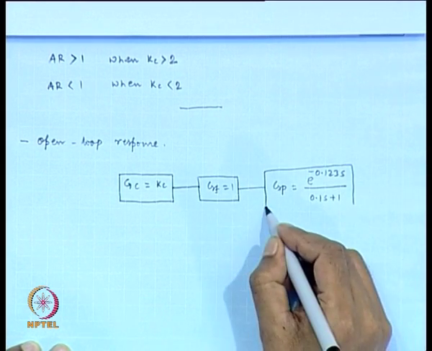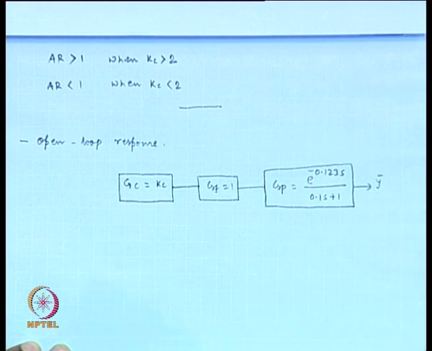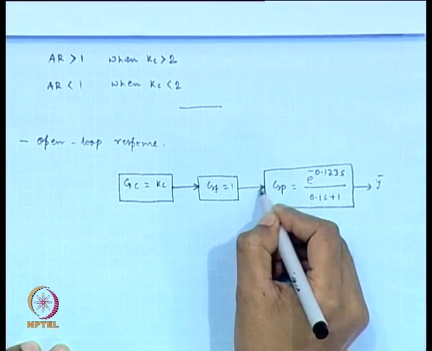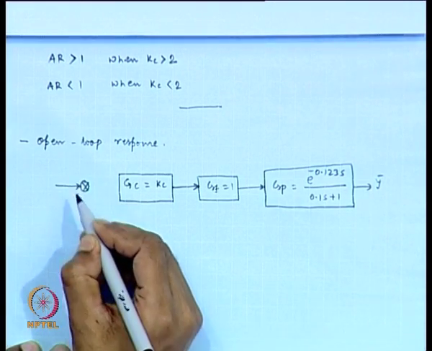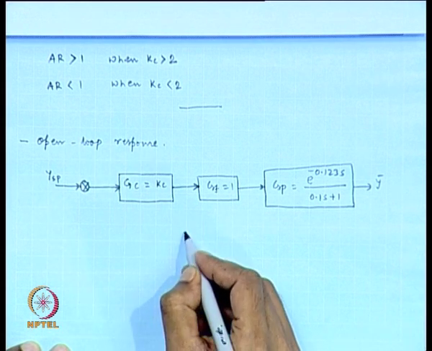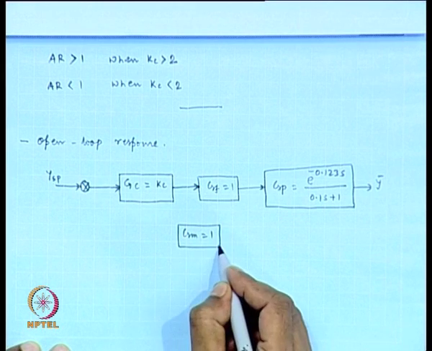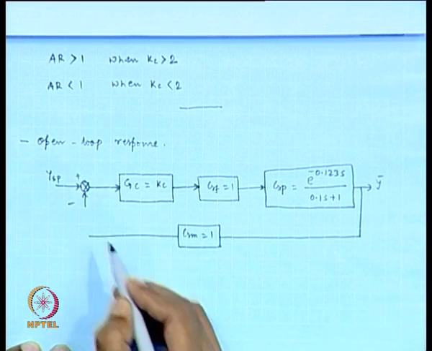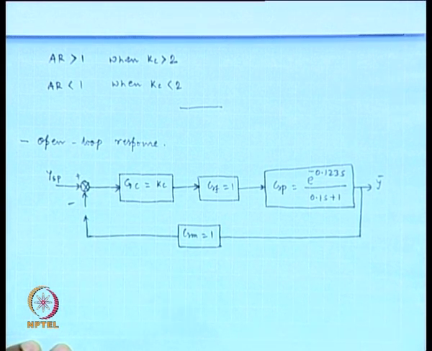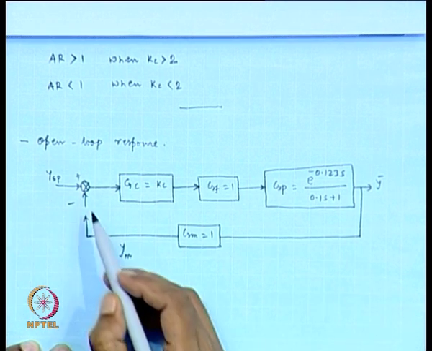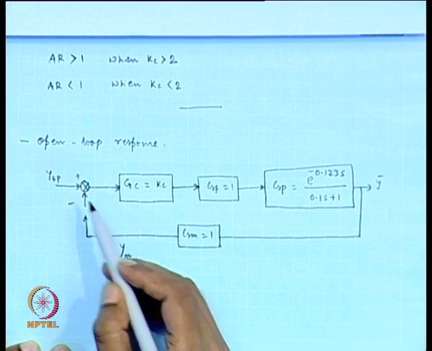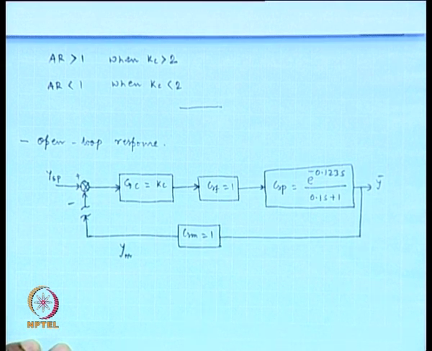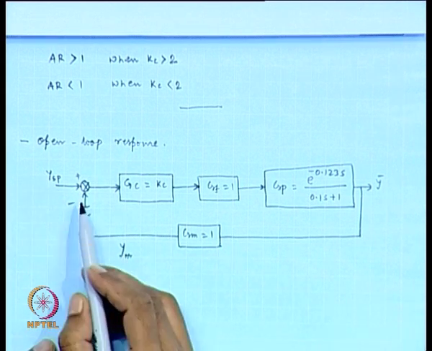This is the block for first order plus dead time system. Output is y bar. This is the comparator, this is set point, and this is measuring device. Negative, this is positive. Now, we are disconnecting the measurement signal from this comparator, fine. Then we can say that this is open loop. We wish to know the open loop response by disconnecting the measurement signal from this comparator.